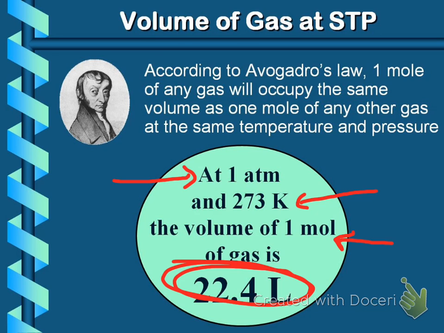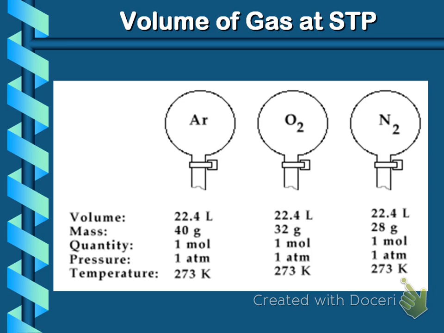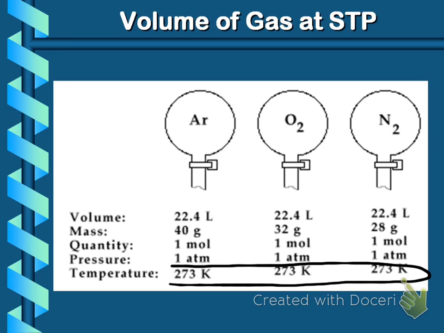Okay, let's move on. So I've shown you this picture before, and these are 3 different gases: argon, oxygen, and nitrogen. The only reason I show them to you is that if I had a mole of each of these gases at the same temperature, which would be 273 in this case, and at the same pressure, and I filled all three of them up to 22.4 liters, I would have exactly a mole of each gas.